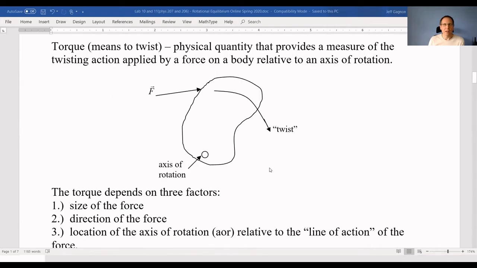Okay, torque. Torque is a quantity that represents the ability of a force to cause a rotation. It depends on several things, and I'll go over to the iPad in a second to explain this more carefully. It depends on the size of the force, it depends on the direction of the force, and it depends on the location of the axis of rotation relative to the line along which that force acts. Okay, so let me go to the iPad and explain this more carefully.